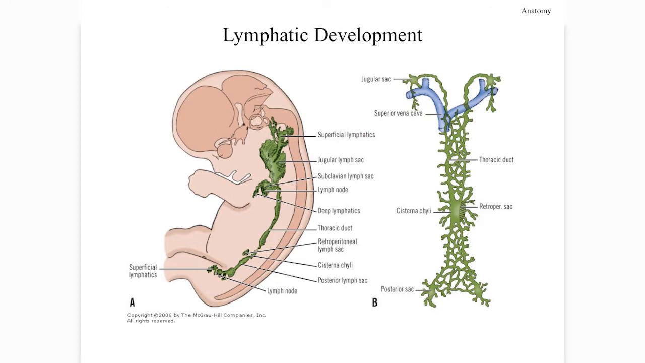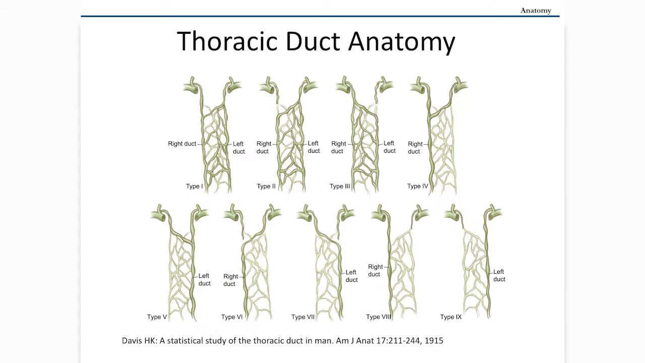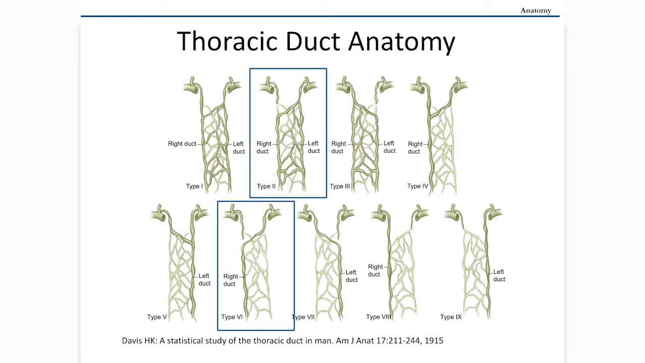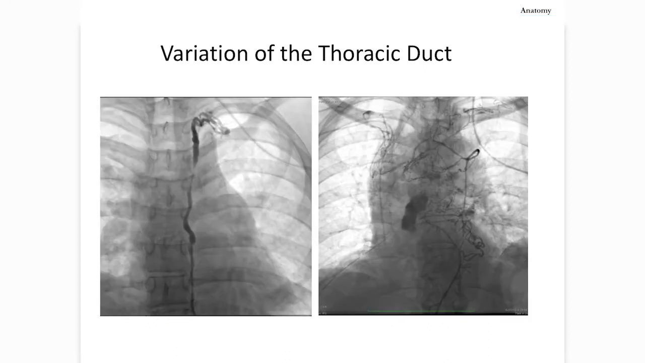Why is lymphatic anatomy so complex? Because the lymphatic system develops through multiple primordial buds that fuse together. That's one of the classifications of the central lymphatic system and the thoracic duct. You can see here that even the two most common variants account for only 40% of the anatomical variants. This is a slide of a lymphangiogram where we inject dye into the thoracic duct.